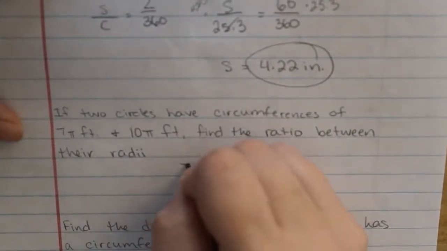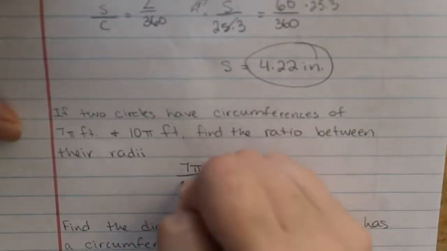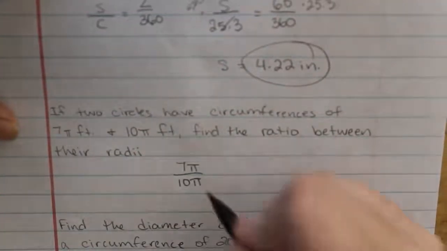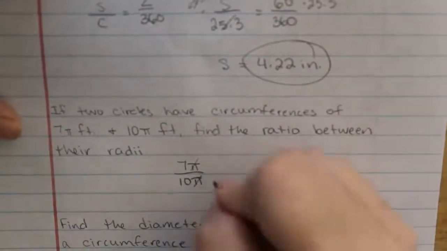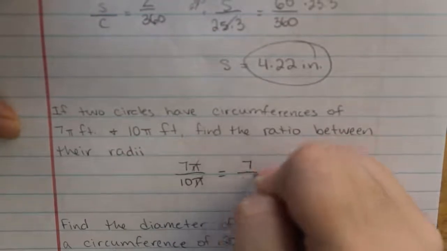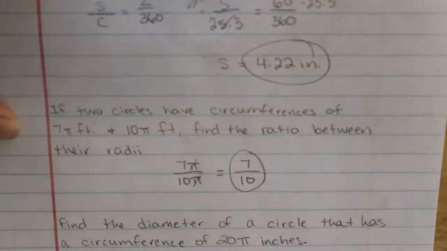So for this, I'm going to put my first circle and I'm going to put my second circle. Notice I have a pi on top and a pi on bottom, which makes my ratio just simply be 7 over 10. If I had to simplify it, I would simplify it at this point.